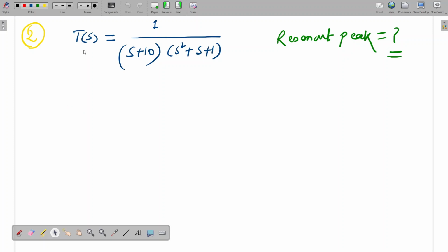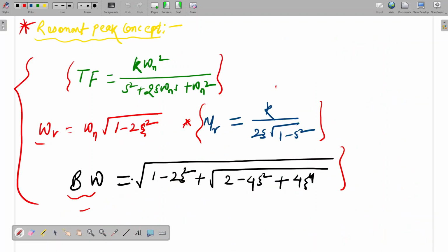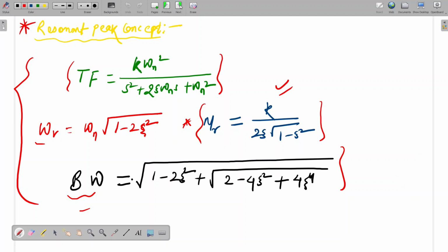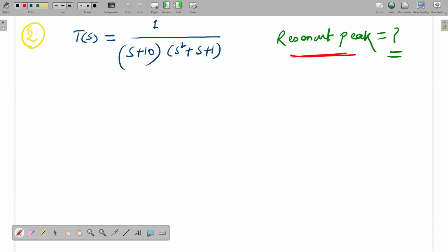So in this question, we have to find the resonant peak of the system. Already we know the formula. I will show you once. This is the formula. MR is equal to K divided by 2 zeta root of 1 minus zeta square. You can note it also. Now this is our system, so we have to calculate the value of the resonant peak MR. If any doubt, you can ask.